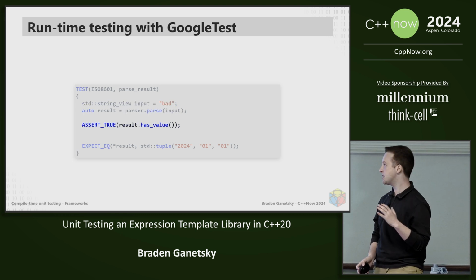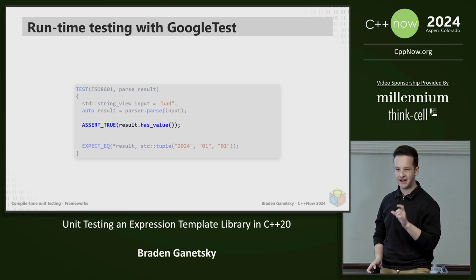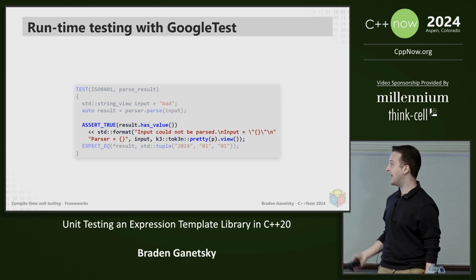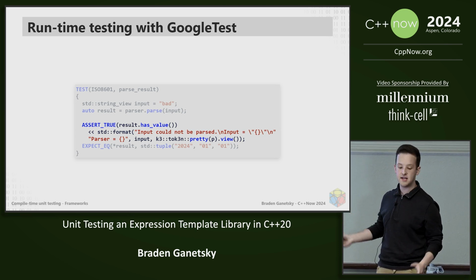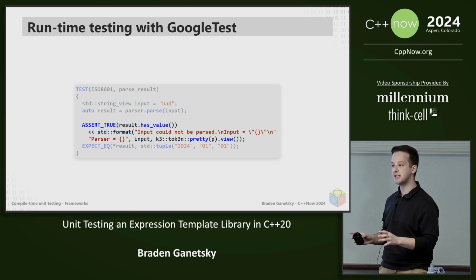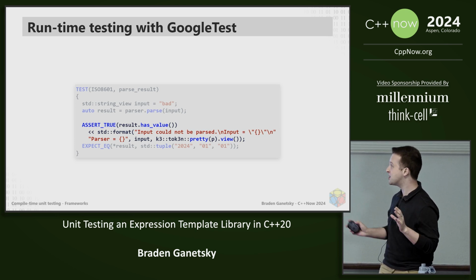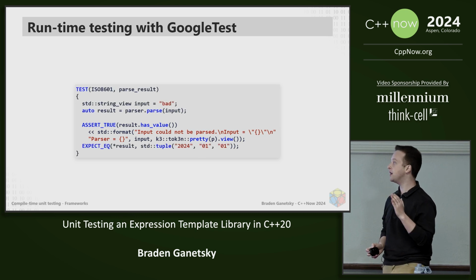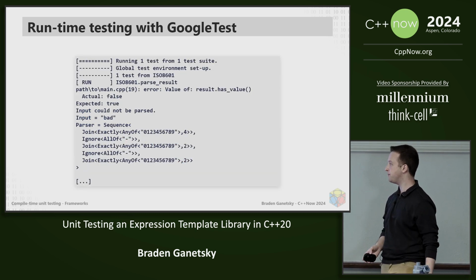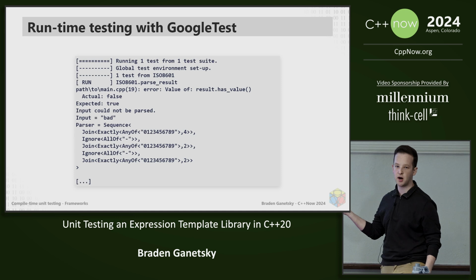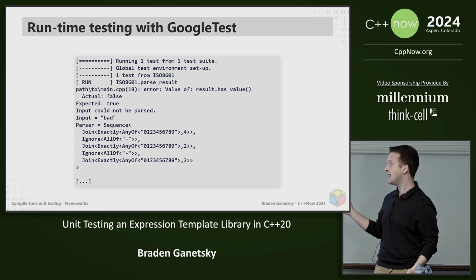And then instead of my assert true just being by itself, I'm going to pipe on a message. And in C++20, because my library is 20, I'm going to use std::format. So I'm going to say that the input could not be parsed. I'm going to show what the input is, and then I'll show what the parser is, and it's pretty printed. So hopefully that'll catch any issues here. So then when I go to print this out, it ends up saying that the input couldn't be parsed where the input is bad, and this is a pretty print of the parser right here.